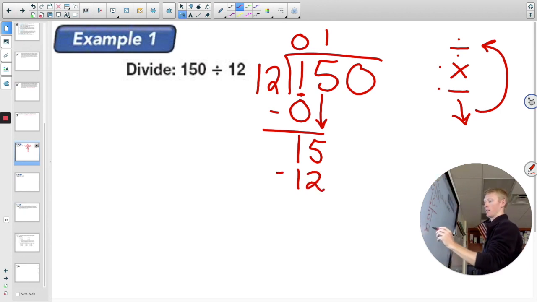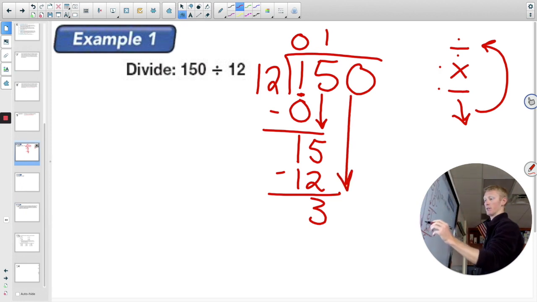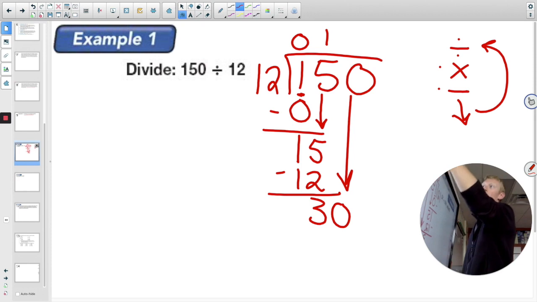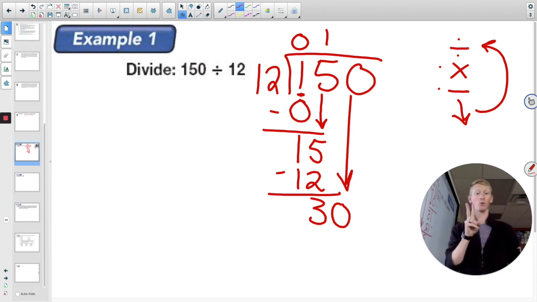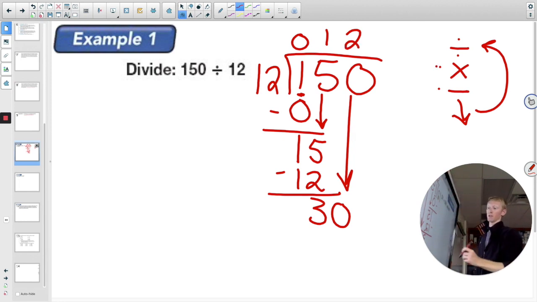Subtract. Gives me 3. Drop down the 0. And now I have 30. Back up to the top to divide. 30 divided by 12. 12 times 1 is 12. 12 times 2, 24. 12 times 3, 36. So I've got to go with the 2 option here. Multiply. 12 times 2 is 24. Subtract. Gives me 6 left over.